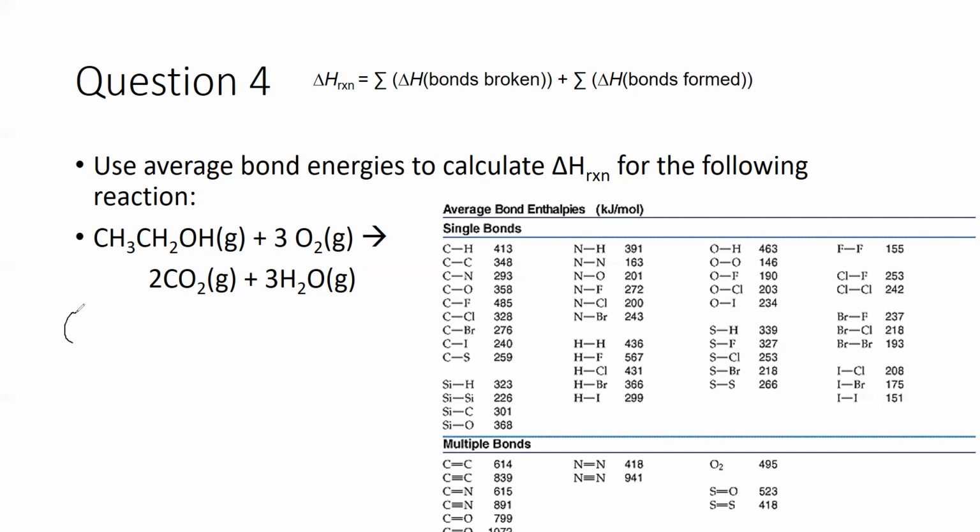So oxygen has 6 valence electrons. The goal is to get to 8. Every time you make a bond, you gain an extra electron. So if I make 2 bonds, that puts it at 8. So that's oxygen, double bond O. And you just have 3 molecules of it. That's what the 3 means.